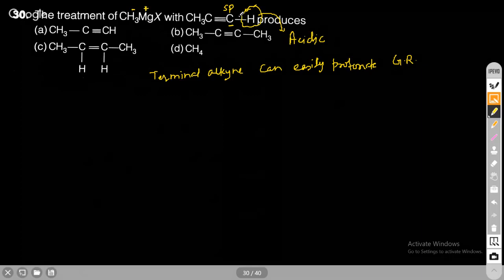So this H will come out and join with this CH3 minus, forming CH4, plus we will get CH3 C triple bond C MgX. This is the product we get here. So option D is correct in this one. We'll get methane. Always remember one thing: from Grignard reagents, if you are getting an alkane, the alkane will correspond to the alkyl group of the Grignard reagent. Okay, option D is correct over here.